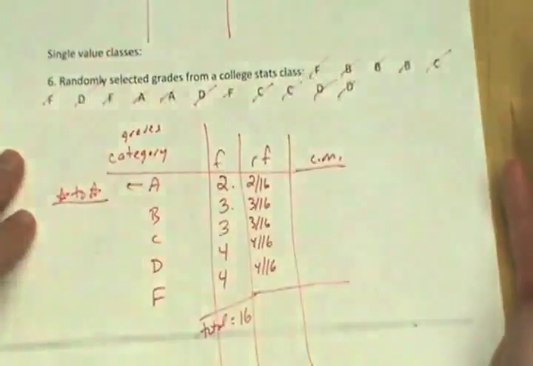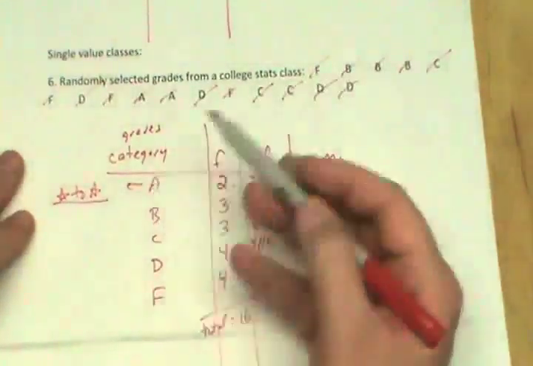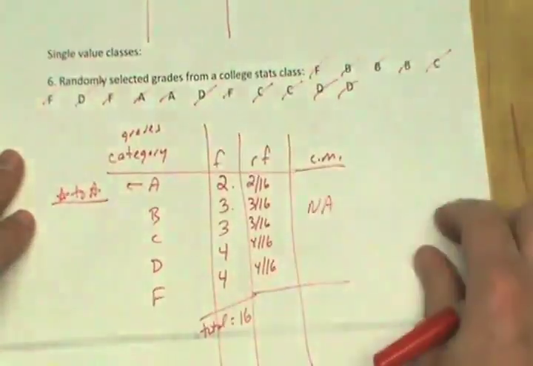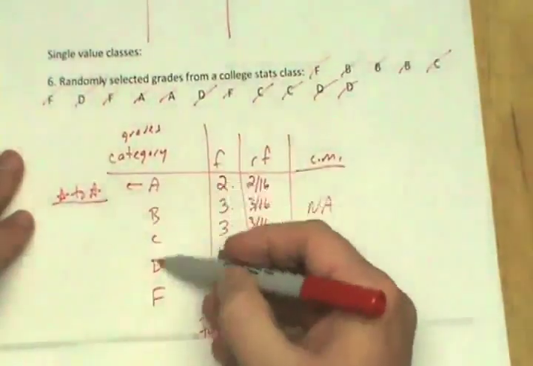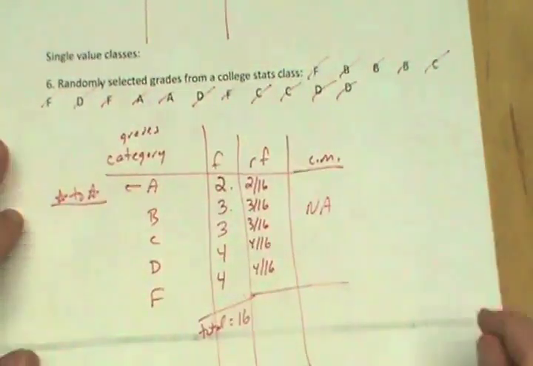But that's not stated in the question, so I can't say 95 on the assumption that this is 90 to 100, because we don't know. So this would be not applicable. There is no class midpoint because I don't know the middle of these, since I really don't know the grading system of the course. So that would be not applicable.